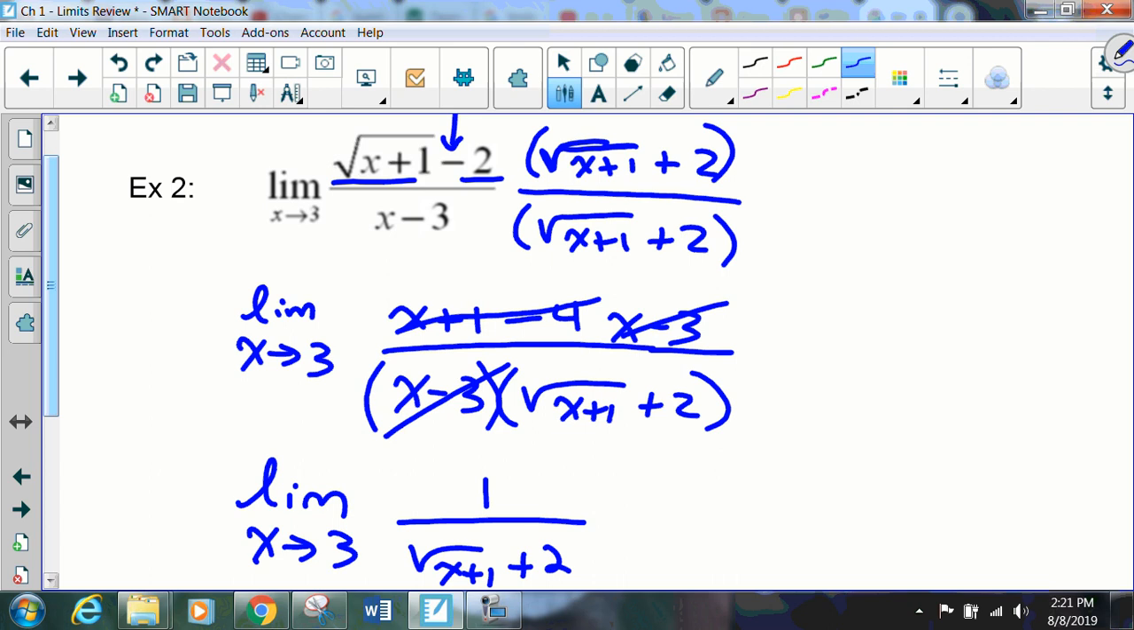I'm going to plug in the 3 for the x, and so I'll get what? 1 over root 4, which is 2. 2 plus 2 is 4, and that's my limit. So we've learned two methods for when we're finding the limit analytically: 1, factoring, and 2, multiplying by the conjugate.